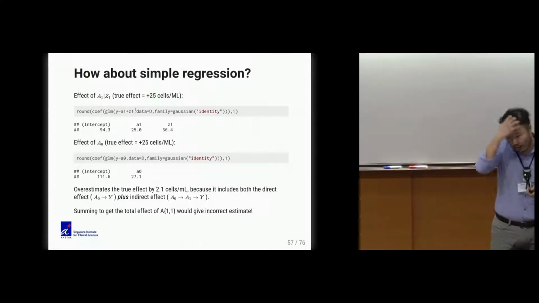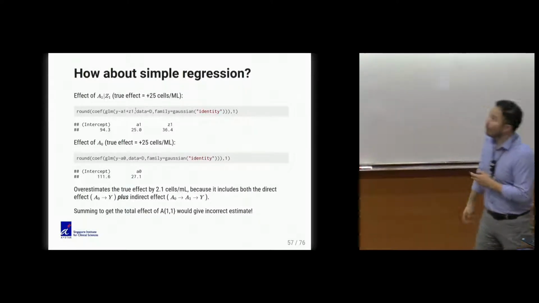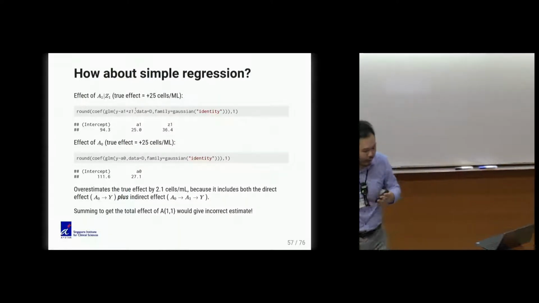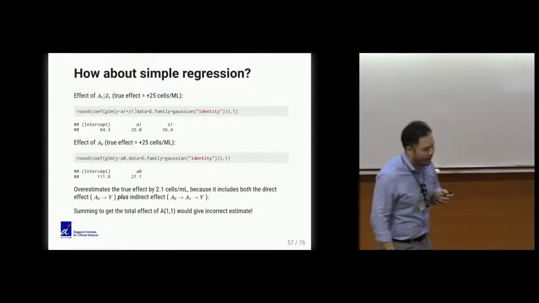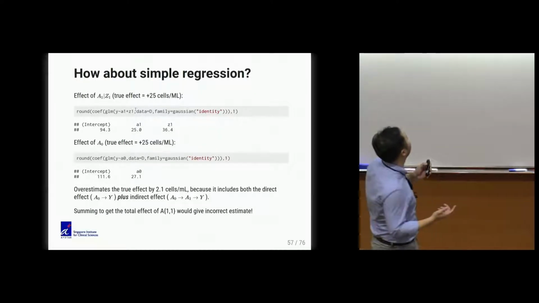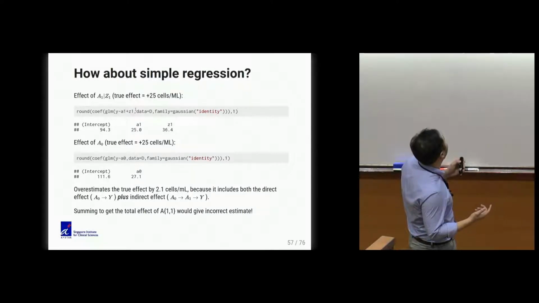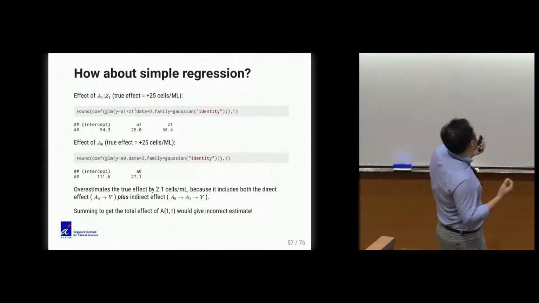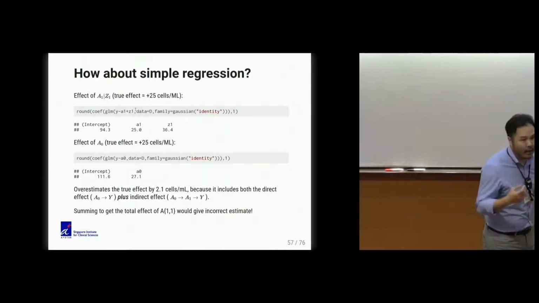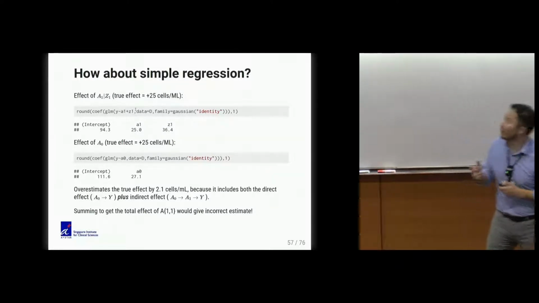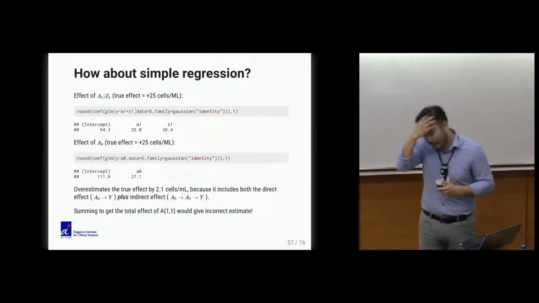We've conditioned on the thing. We blocked the backdoor pathway through Z1, we've gotten this. We do the same thing for A0. Remember that we don't have to condition on anything. There's no backdoor path from A0 to Y. We do that, model Y on A0, we get 27.1. So it overestimates the true effect of A0 alone. But why? So it's 27 rather than 25.